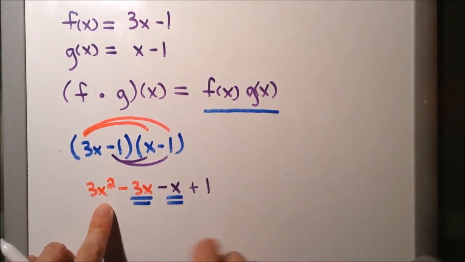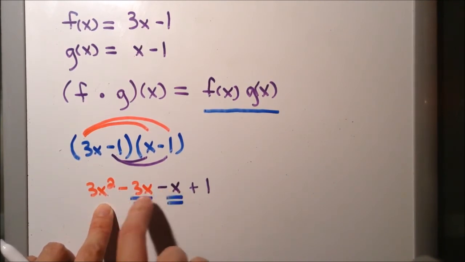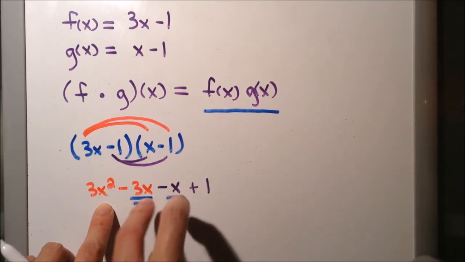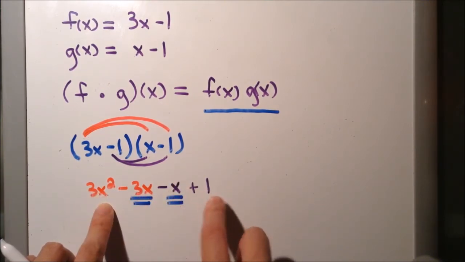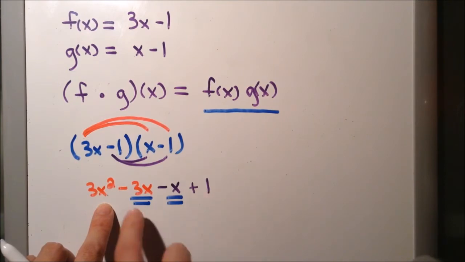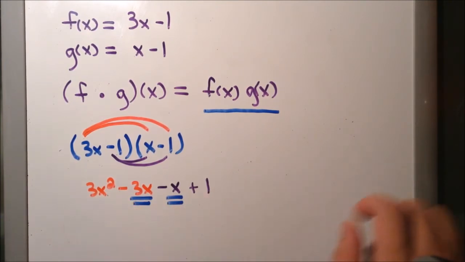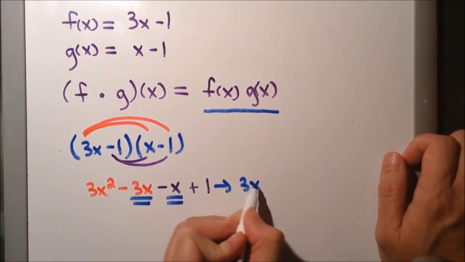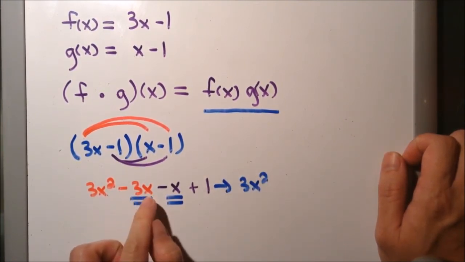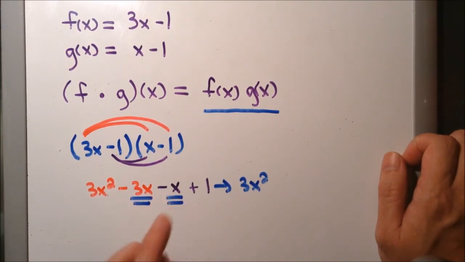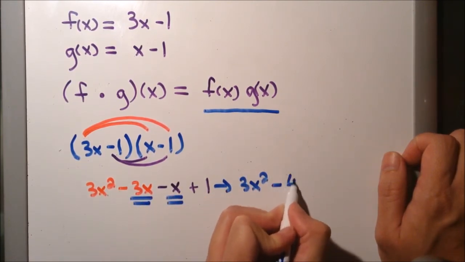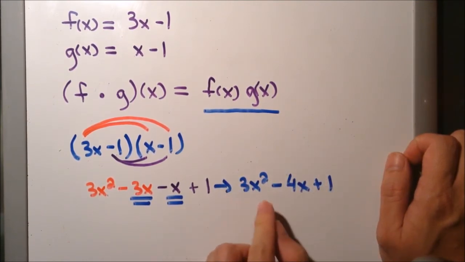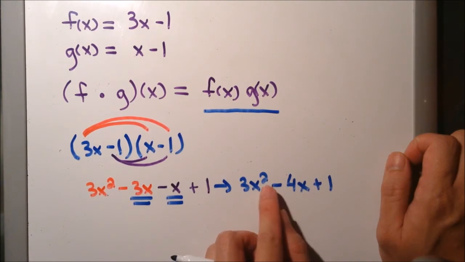Now the x squared can't combine because this doesn't have a square and this doesn't have a square, so they cannot be combined with that. And this is just a number, there's no variable, so the only thing you can combine is these two right here. So we're going to write it as 3x squared minus 3x and minus x, well, that will be minus 4x, and then plus 1. And I usually put it in order from highest exponents to the lowest.